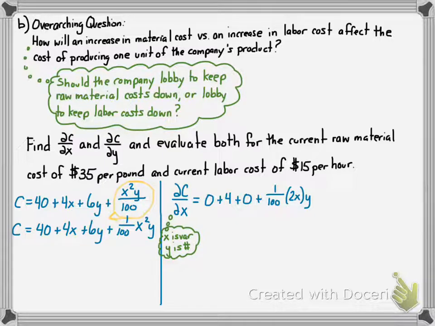Okay, so now we've found our partial derivative of c with respect to x, and I might clean that up a little, but I certainly don't need to write the zeros in there. And when I look at 1 over 100 times 2, I can multiply those together and I get 0.02. So my cleaned up version of the partial derivative of c with respect to x is 4 plus 0.02xy.